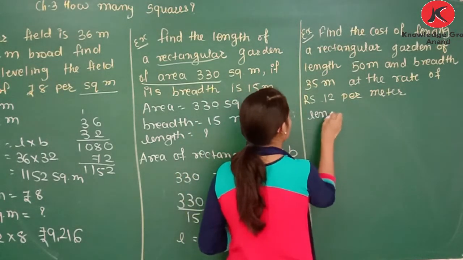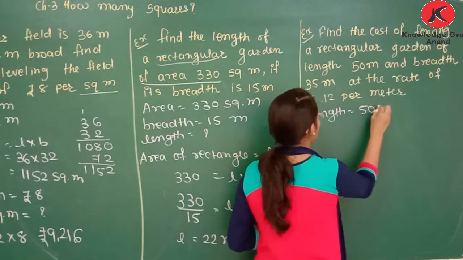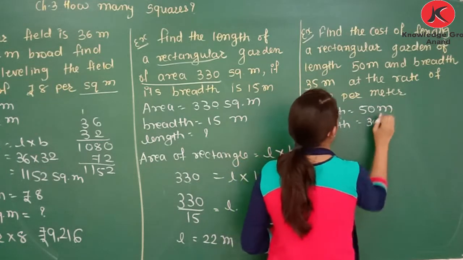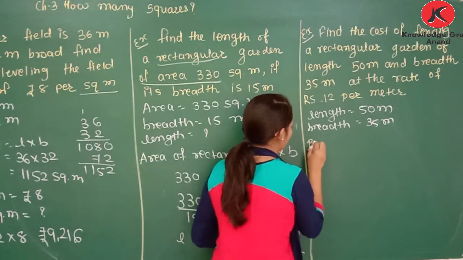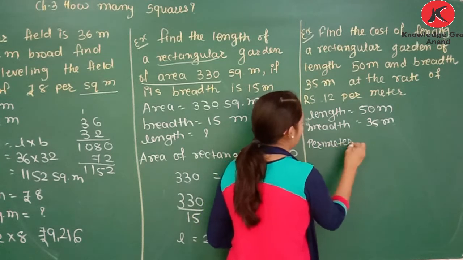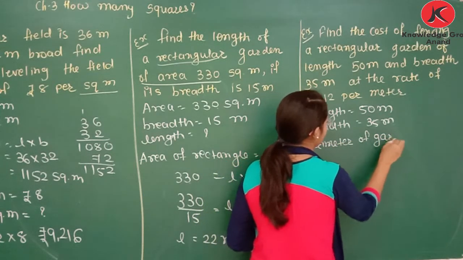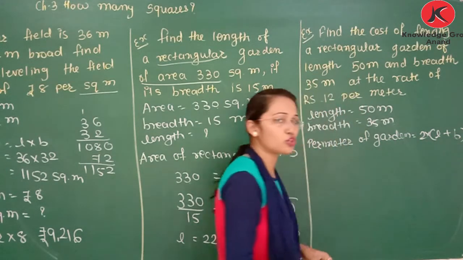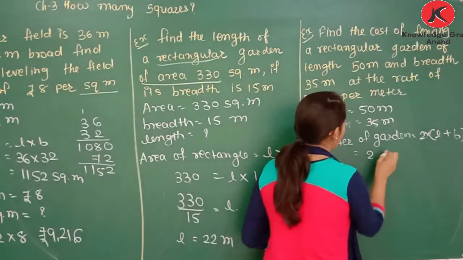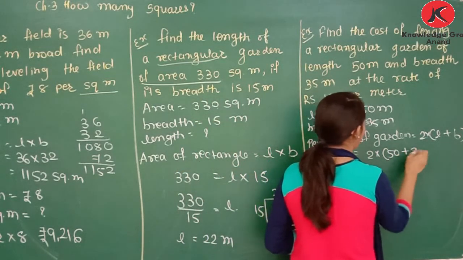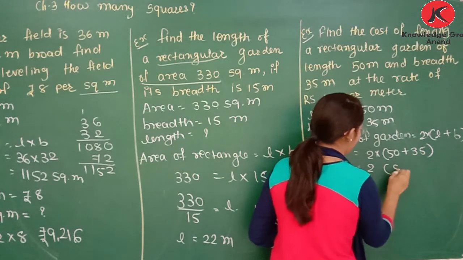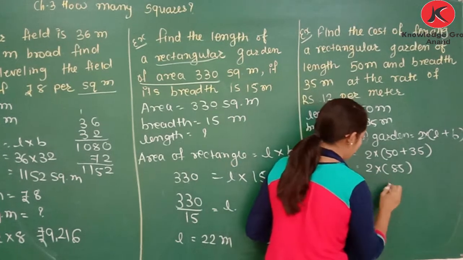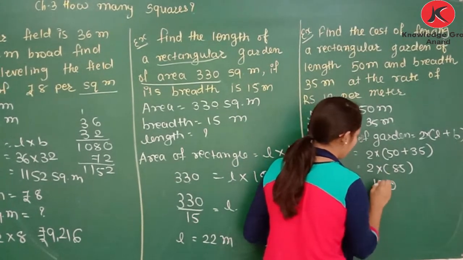So length 50 meter, breadth 35 meter. So perimeter of garden, that is 2 multiply L plus B. Equation is what? 2 multiply L plus B. Length is 50, breadth is 35. 50 plus 35 is 85. 85 multiply 2, 170 meter.